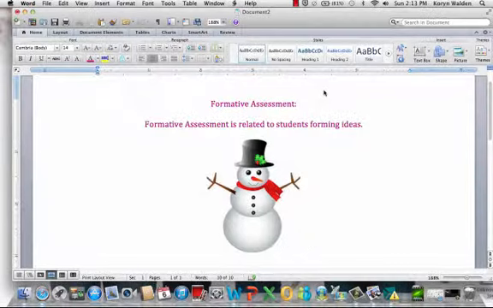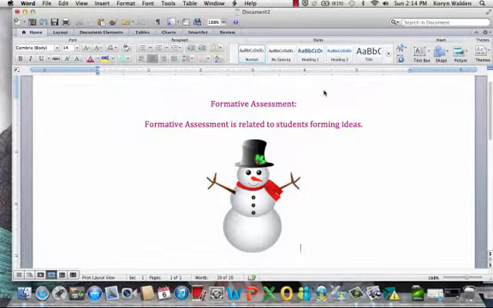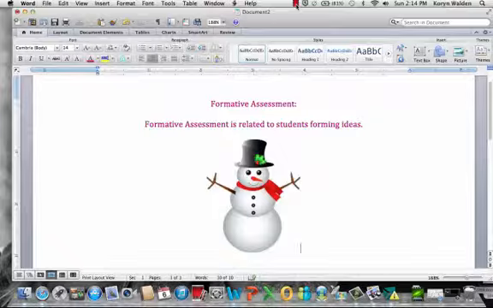The next thing I'm going to talk about is formative assessment. Formative assessment is related to students forming all of their ideas together. In class, we related formative assessment to building a snowman. It's like building a snowman because when all of the students form what they know and put all of their ideas together, it is like building a snowman higher.